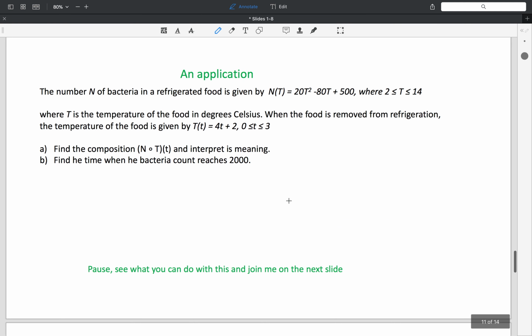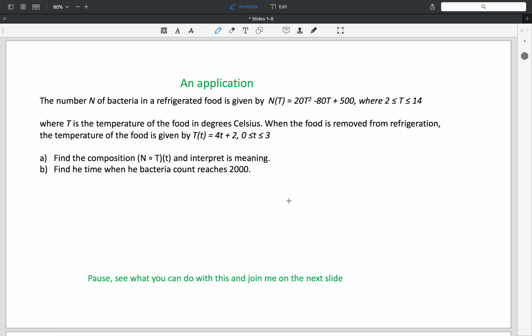So here's an application. This is the last thing we do, and we have T, and T here is going to be temperature. Capital T. That's what capital T is, and this little t over here is time. And you can think of t as hours. I forgot to mention that.